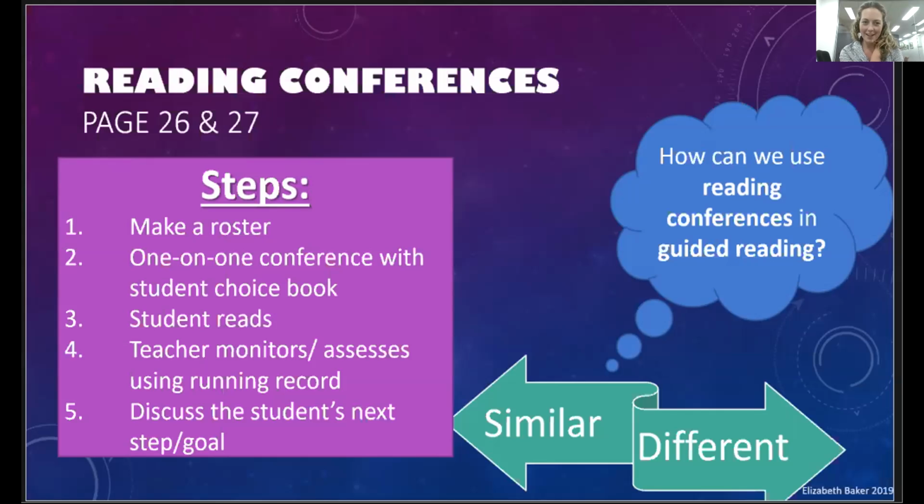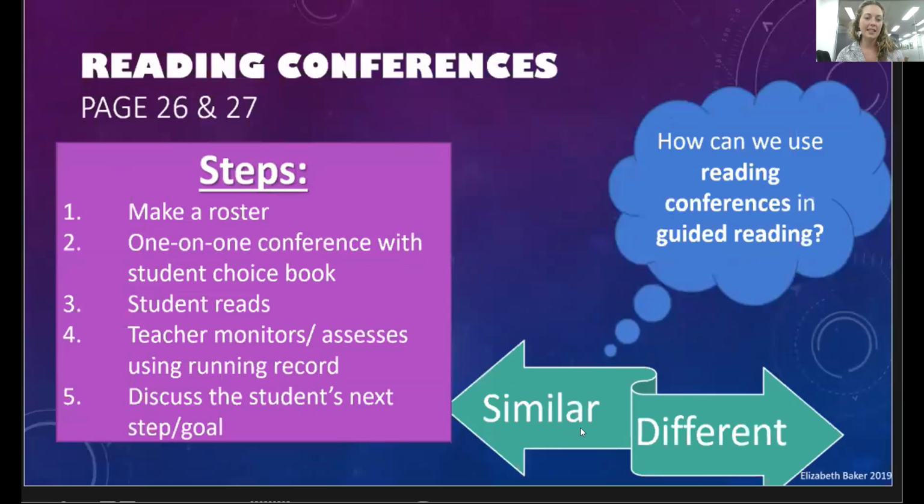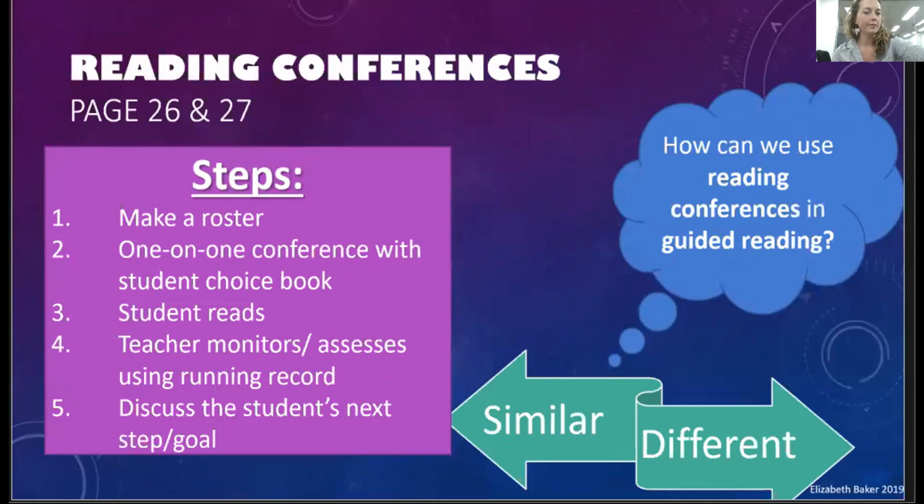Okay, we're going to move on to reading conferences now. I mentioned these a little bit when I was talking about the last strategy. And this is explained on pages 26 and 27. If you want to flick there. You just need to flick over.